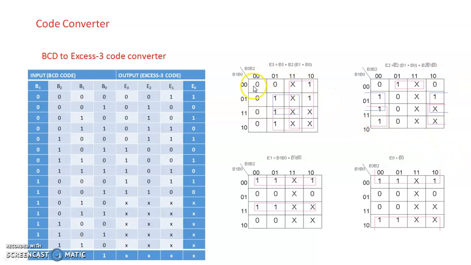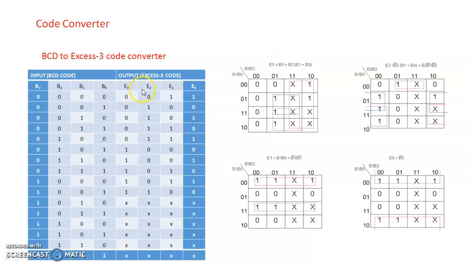How will we draw the K-map for this conversion? B3, B2, B1, B0 are the inputs, so you can take the variables B0, B1, B2, B3 here. This is the 4 variable K-map you require. First, as per the K-map structure, you can use this structure and write the output bits inside these cells.